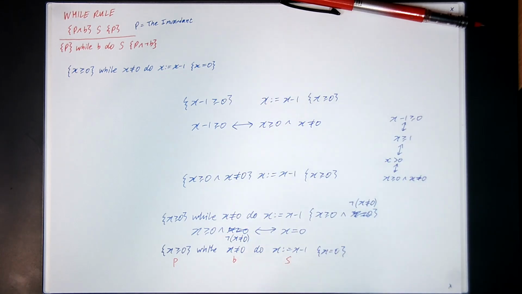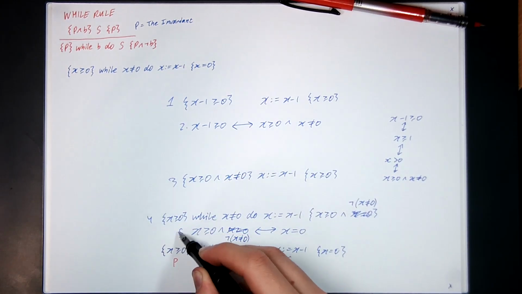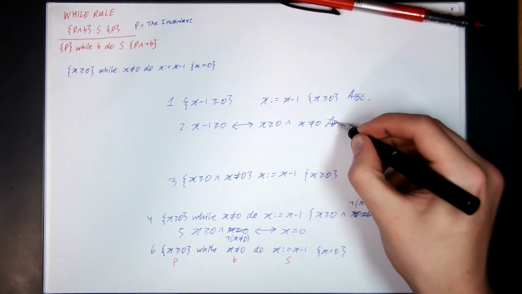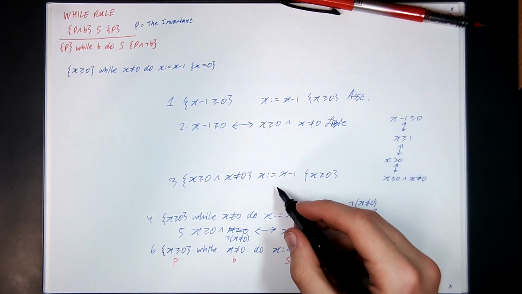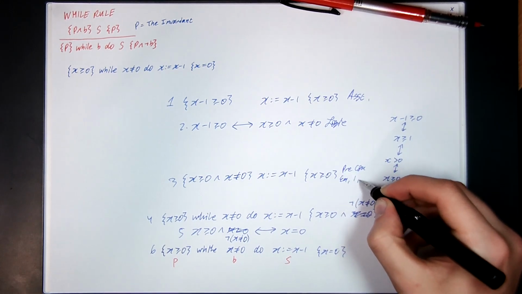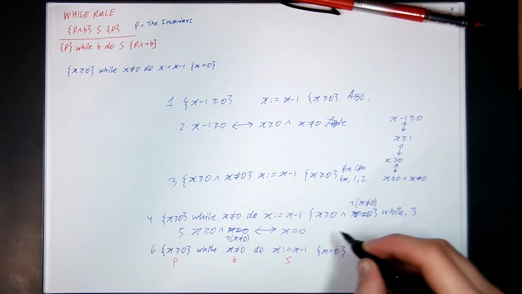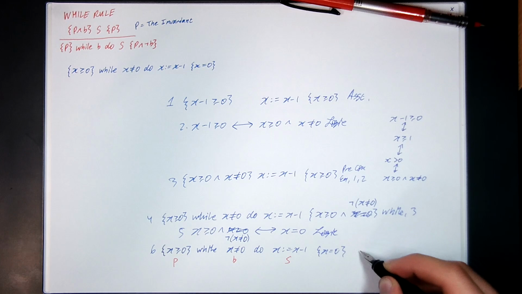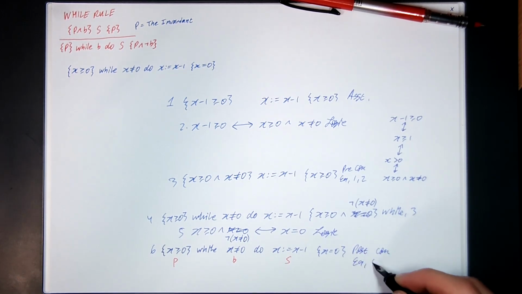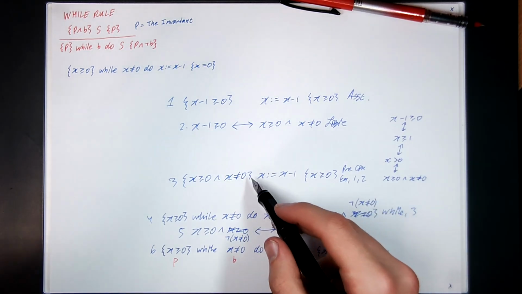So it looks like my proof is done, right? All I've got to do is put in the rules and annotate everything. 3, 4, 5, 6. So this was assignment. This was logic. This was precondition equivalence, by lines 1 and 2. This was the while rule by 3. This was logic. And this was postcondition equivalence by 4 and 5.